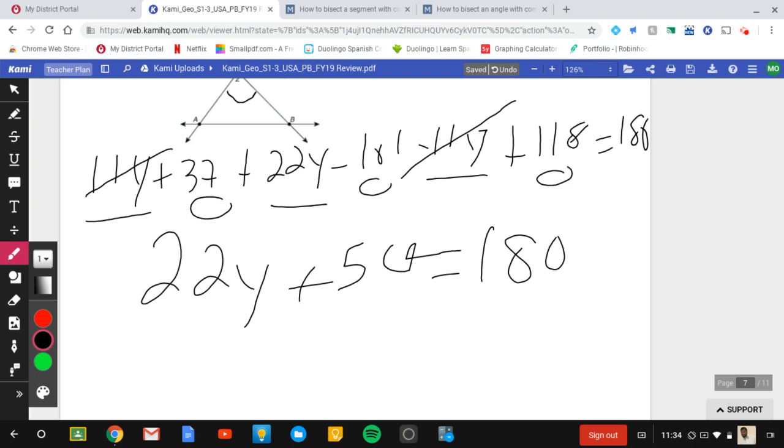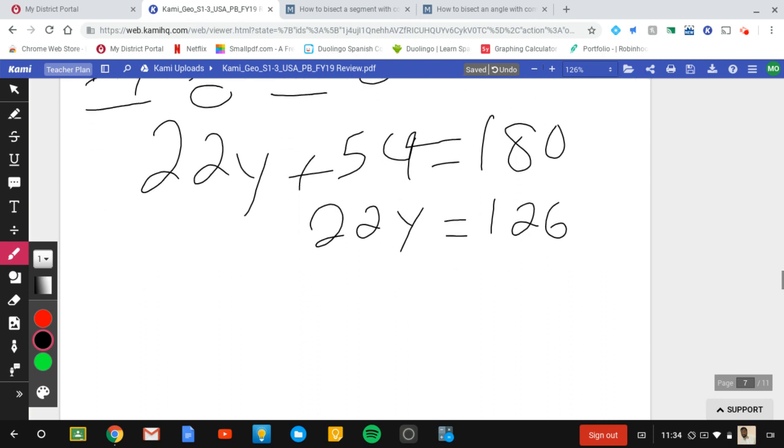This thing is acting up now a little bit. It's all right. We're going to subtract 54 from 180. So we get 22y is equal to 126. Divide by 22. 126 divided by 22, we got let's say 5.7. I was hoping we got a whole number, but we didn't. That's okay. So we said y is going to be 5.7.